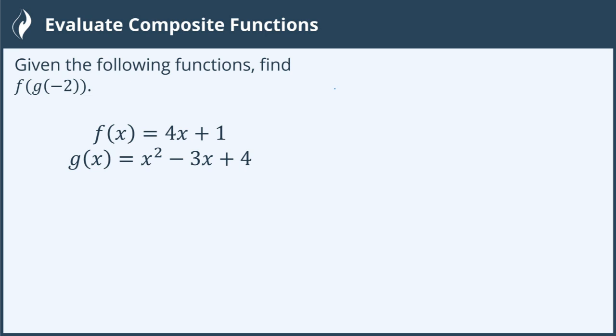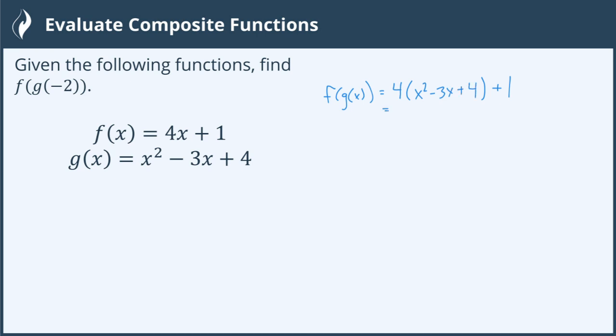The first one is I could find f of g of x first, and then input a negative 2 into the function that I get, the composite function. So in order to find f of g of x, I need to take f of x and plug g of x into it. I know that it's not the other way around because g of x is on the inside, which means I'm going to plug g of x in for f of x. So let's rewrite f of x, 4x plus 1, but instead of x, I'm going to leave a big blank. And into that blank, I'm going to put g of x, x squared minus 3x plus 4.